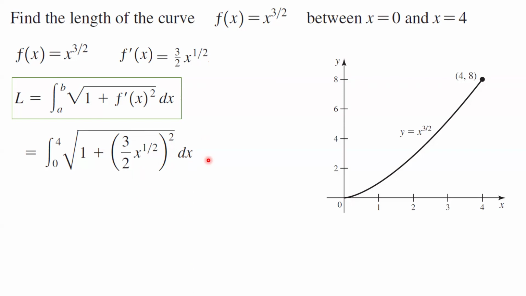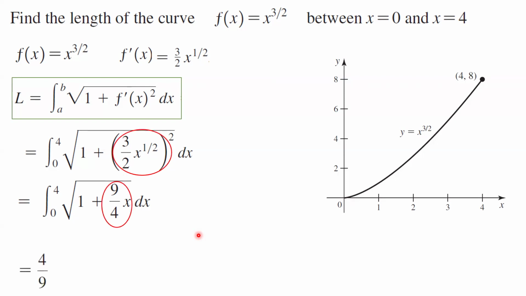Let us do a little bit of algebra. This is equal to the definite integral from 0 to 4 of the square root of 1 plus 9/4 x, since x to a half raised to power 2 is x, and the 2 on the numerator and 2 on the denominator get cancelled out. So you're left with x, then dx. To calculate this integral, you can use u-substitution. This integral is 4/9 times the integral from 1 to 10.